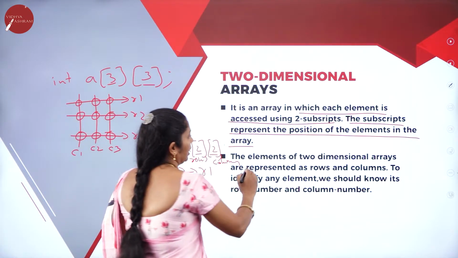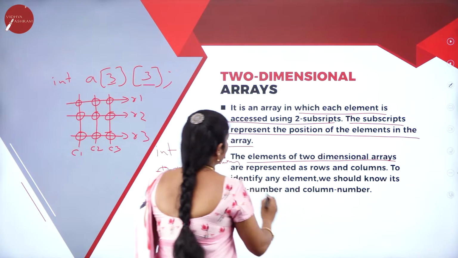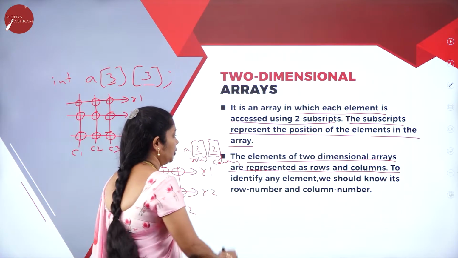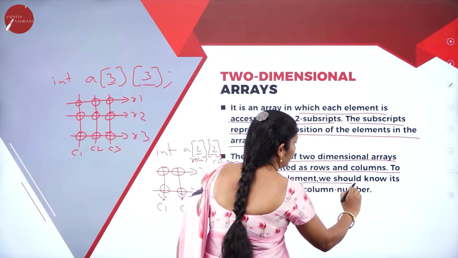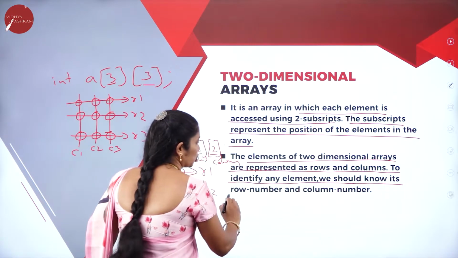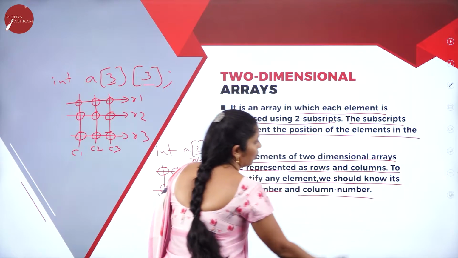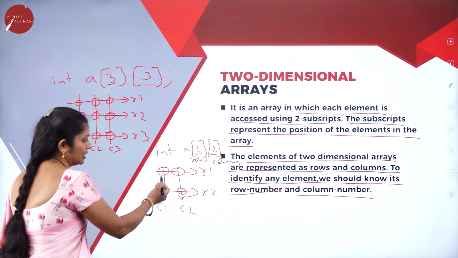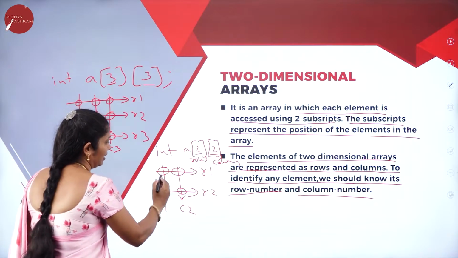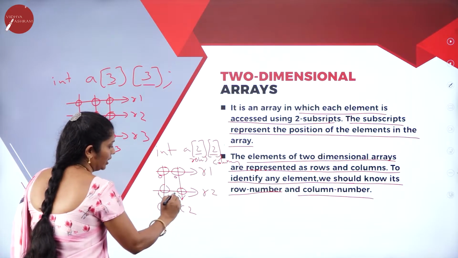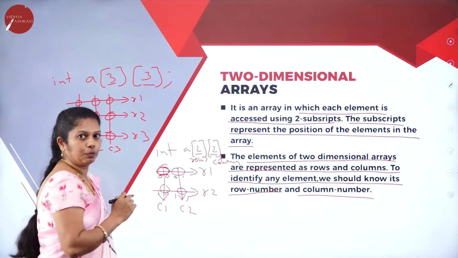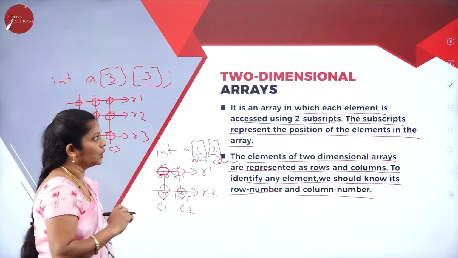The elements of 2-dimensional arrays are represented in rows and columns. To identify any element, we should know its row number as well as column number. For example, if I consider the position of the first element, here 0, 0, 1, 1. Here once again 0, 0, 1, 1. The first element position is a[0][0].